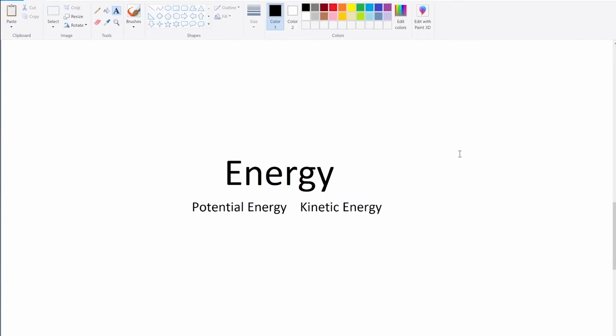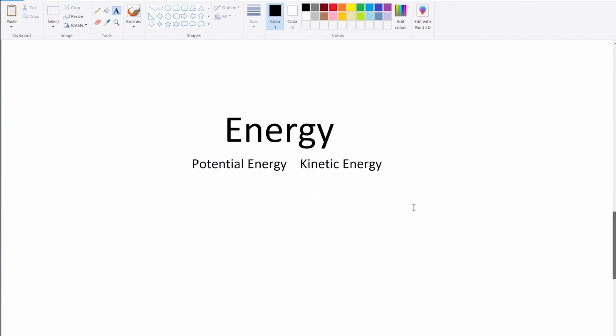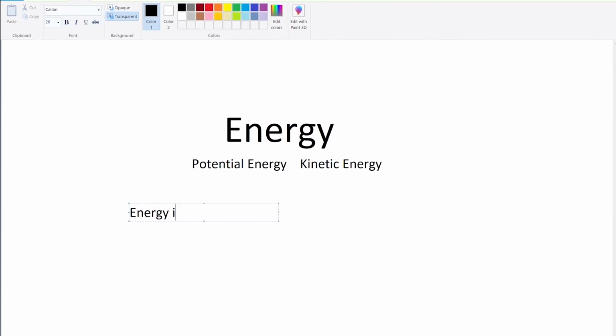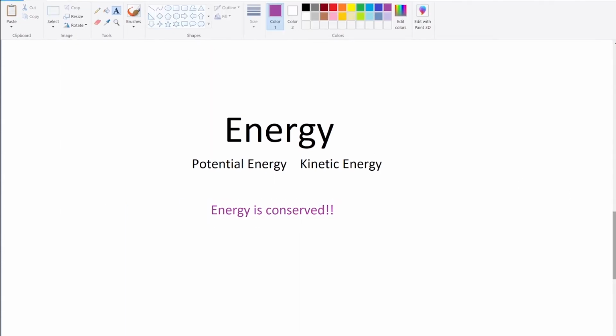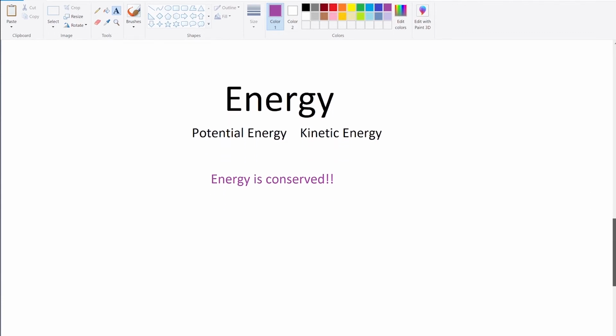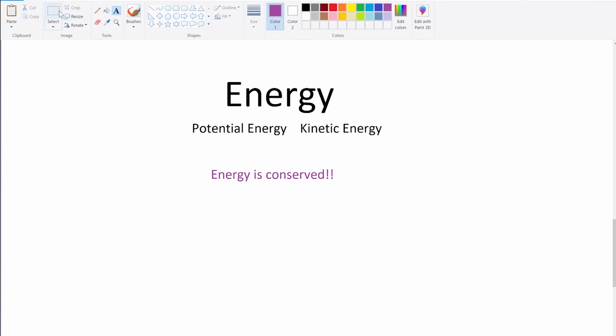Kinetic energy is just the energy of motion, energy of moving things. Kinetic energy can also be converted to potential energy and vice versa. A key concept when we're talking about energy is that energy is conserved, or conservation of energy. That means however much potential energy you have will end up being however much kinetic energy you have, as long as you're not losing energy some other way, like friction.